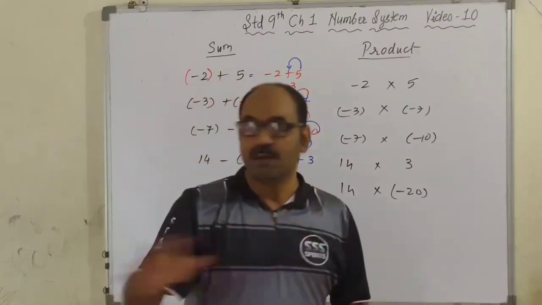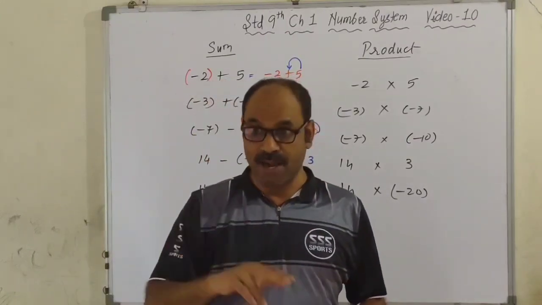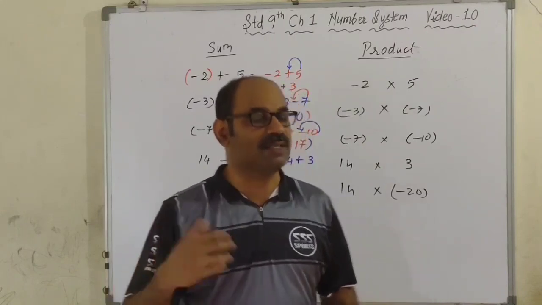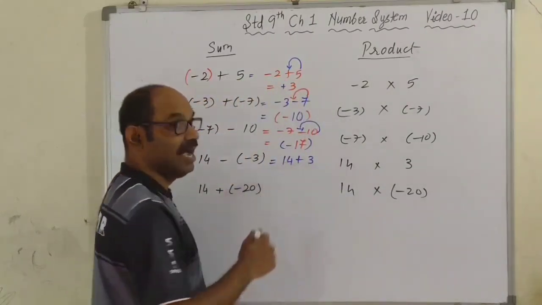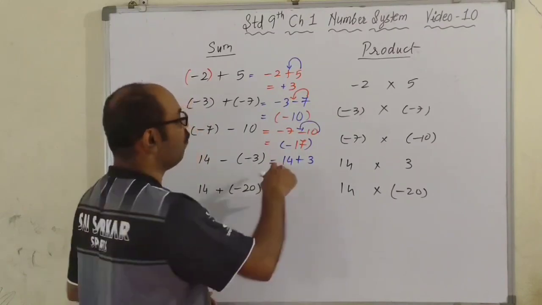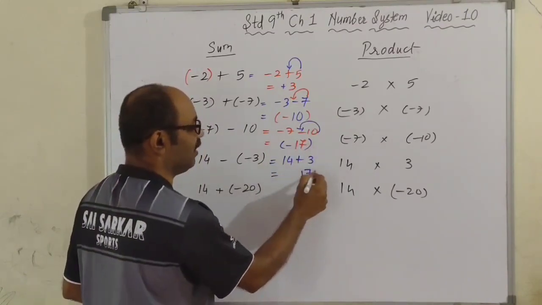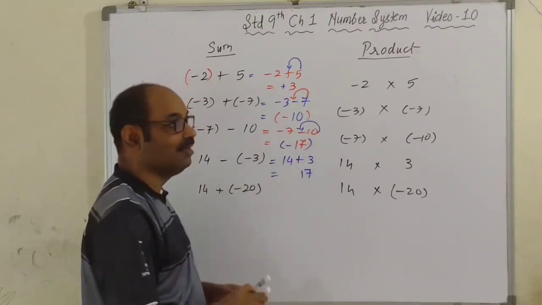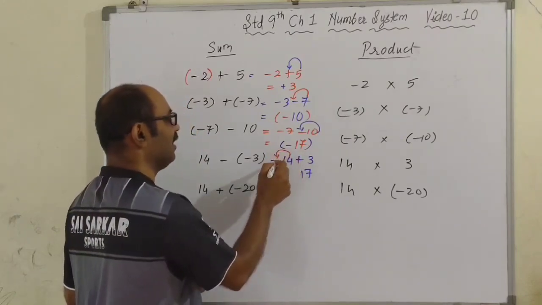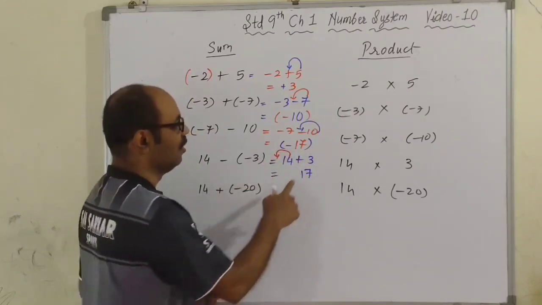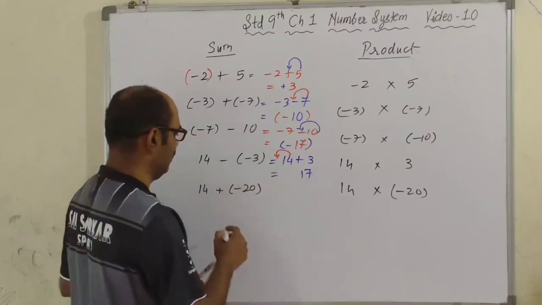Add ka matlab straight away add mat kar dena. Addition bhi ho sakta hai, subtraction bhi ho sakta hai. Chaliye. Same signs. So add karo. 14 plus 3, 17. Bada number 14. उसके आगे साइन देखो, कुछ नहीं है, मतलब प्लस. So you can put plus and you may not write. Next.